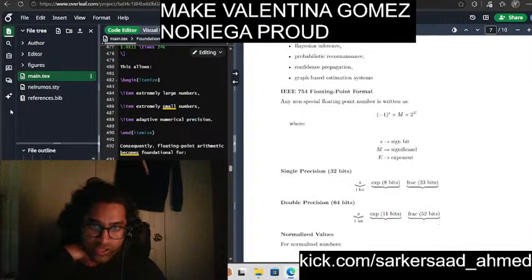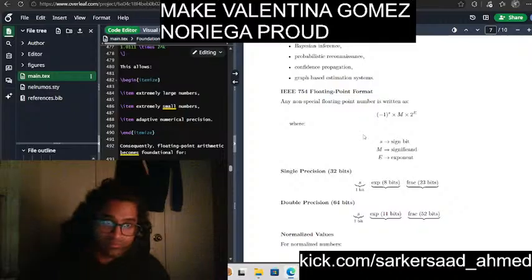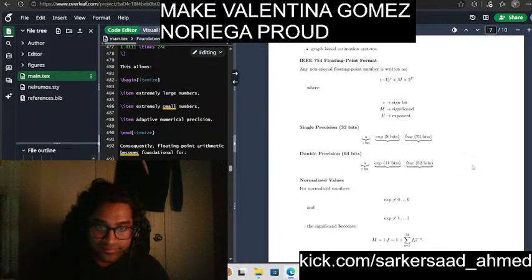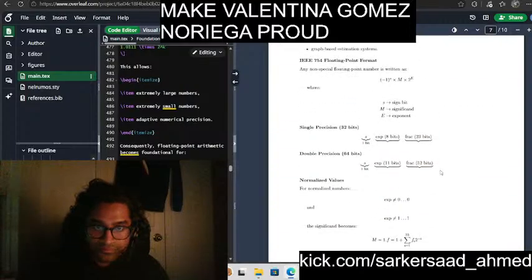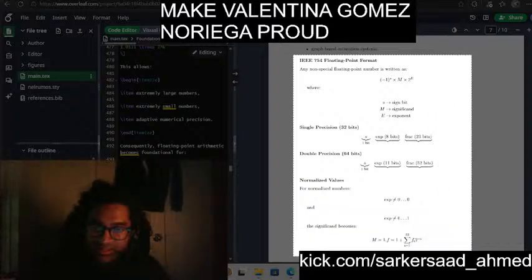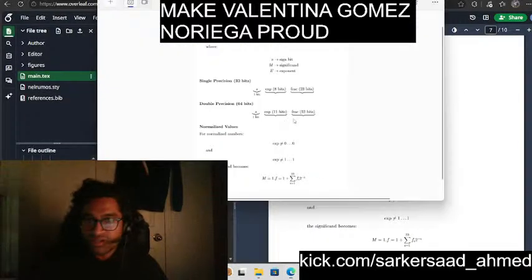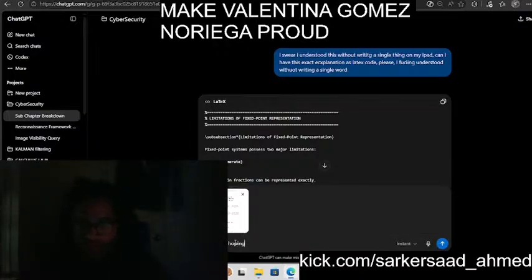So any non-special floating point number is written as that. Okay. No, it's fine. I was hoping if you can use 3 examples to maybe make it understand better.